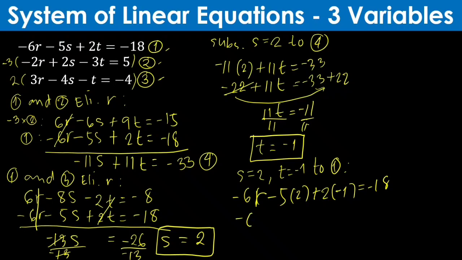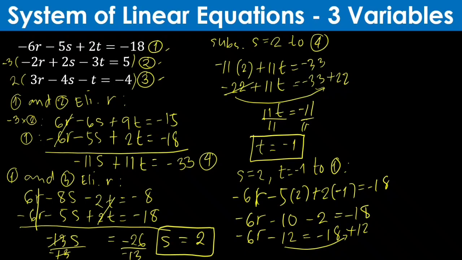And then let's continue. Negative 6r. This is negative 10 minus 2 equals negative 18. Negative 6r. This is negative 12 equals negative 18. We can transpose this to this side. It gives us plus 12. So negative 6r equals negative 6. And then we divide negative 6 both sides. That makes r equals 1.